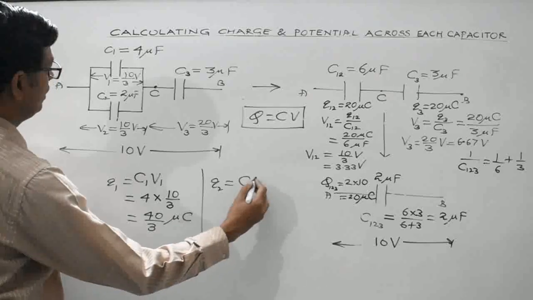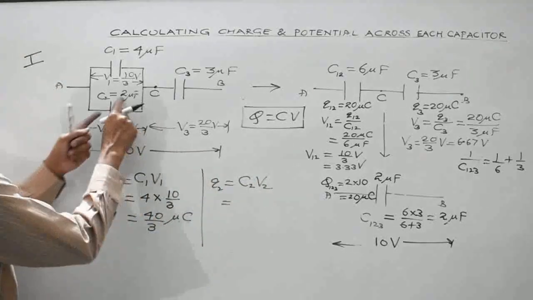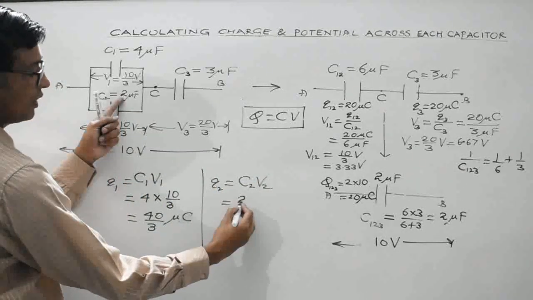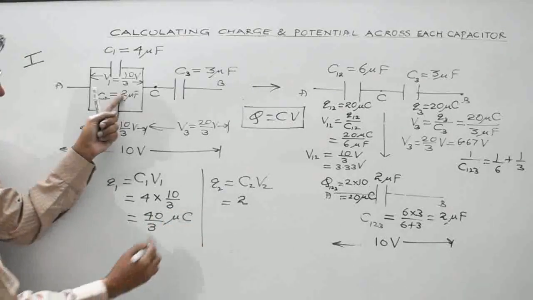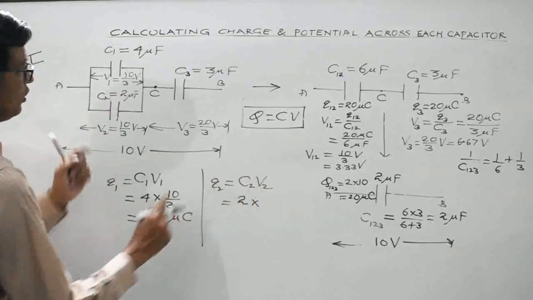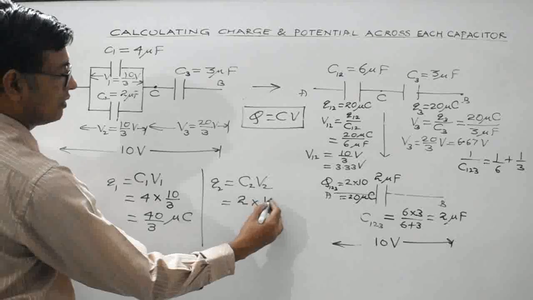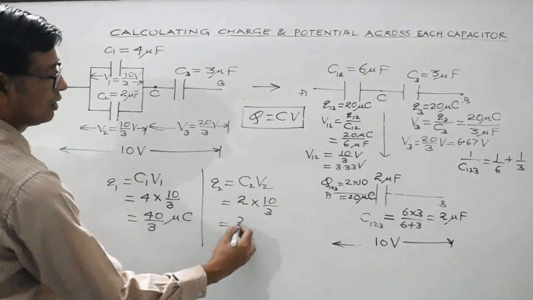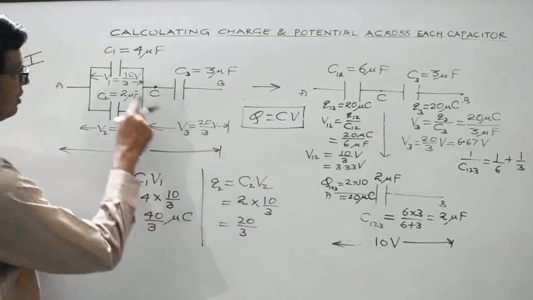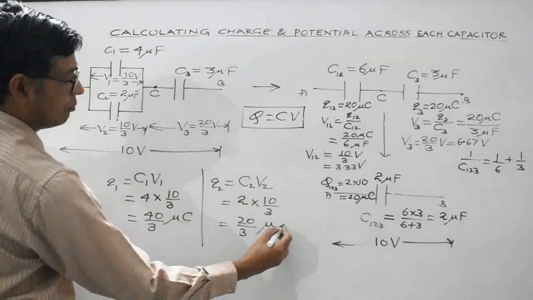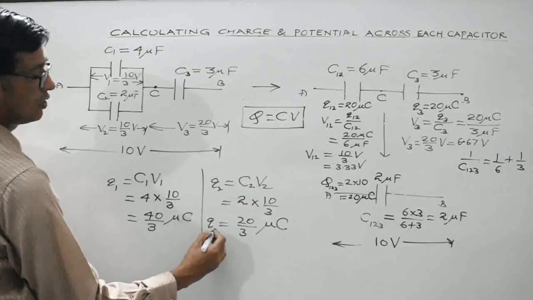Q2 would be equal to C2 V2. We are aware of the value of C2, that is 2 microfarad. Micro I will write at the last, right? Into, what about V2? V2 is 10 by 3 again. So what about this? 20 by 3. C is in micro, so it will be in microcoulomb. This is Q2.